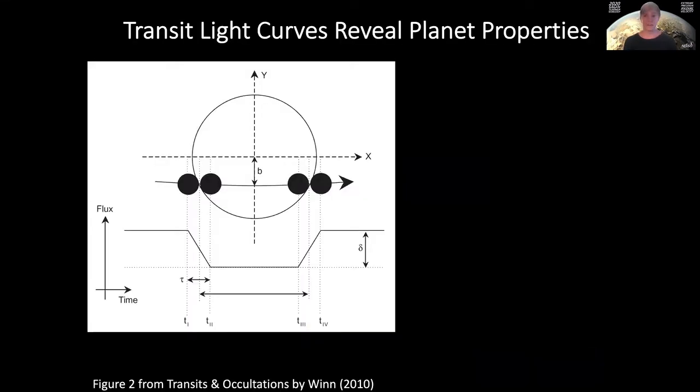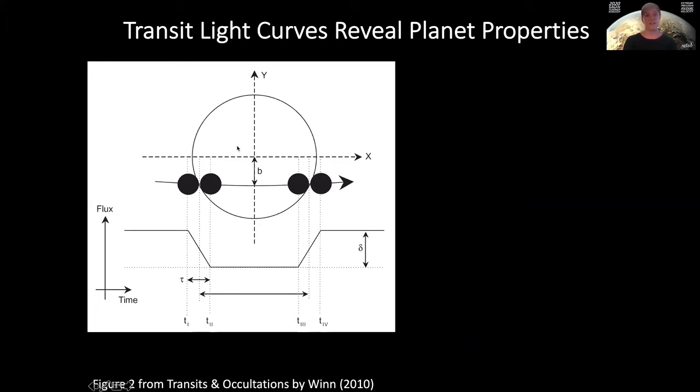Here's another schematic that helps you figure out exactly what you learn from a planet transit. This is figure 2 from the Transits and Occultations paper by Josh Winn, which appeared in Sara Seager's 2010 Exoplanets textbook. At the end of this talk, I've listed several references that you might want to consult if you're interested in learning more about the topics covered in this discussion.